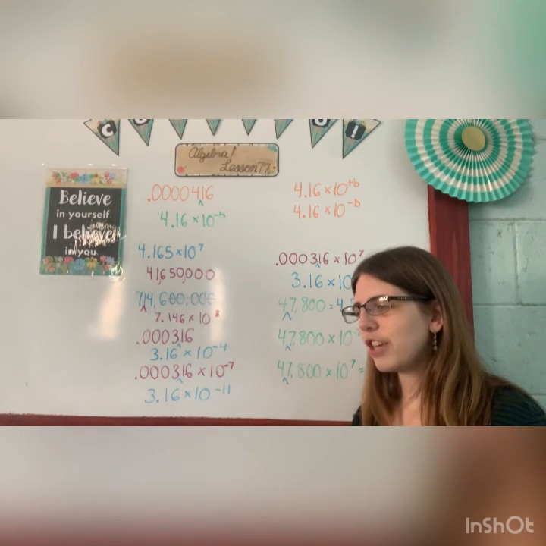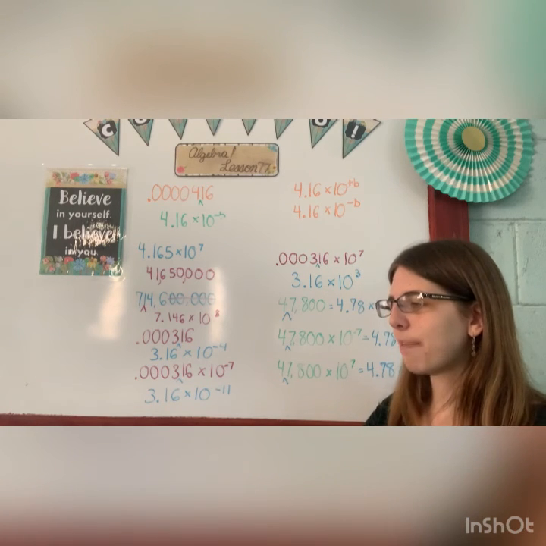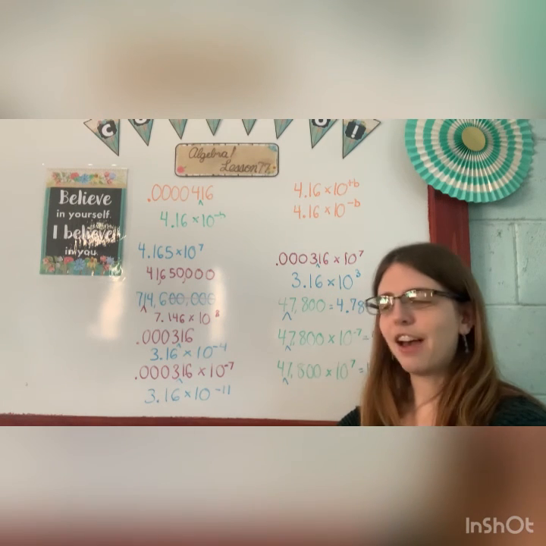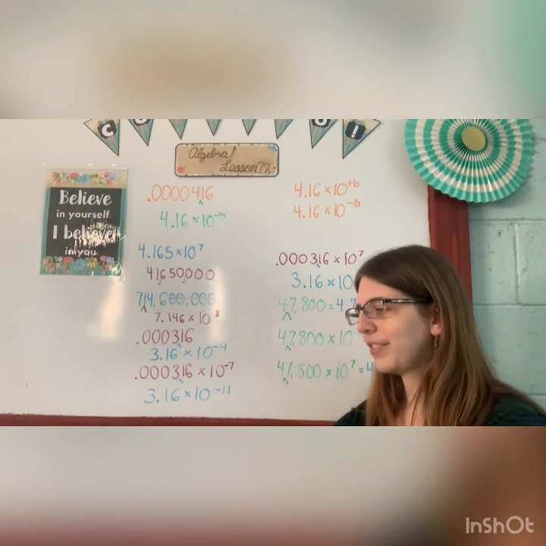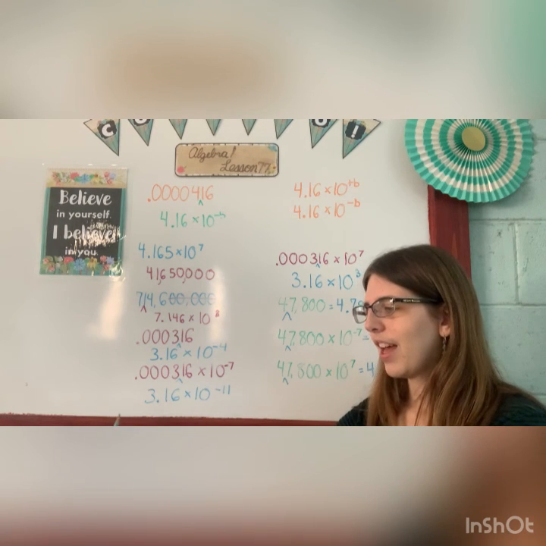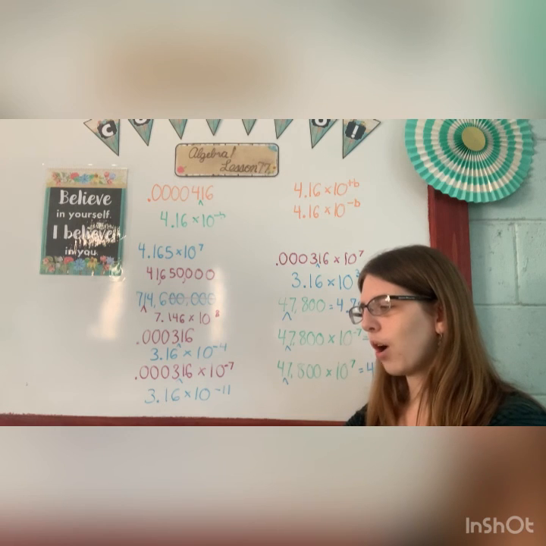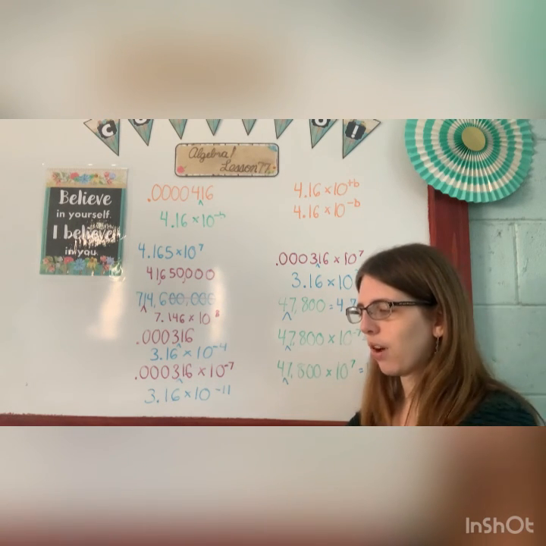Okay, letter A, you should have 4.99 times 10 to the positive 4. Letter B, you should have 4.99 times 10 to the negative 7. Letter C, you should have 4.99 times 10 to the negative 4.